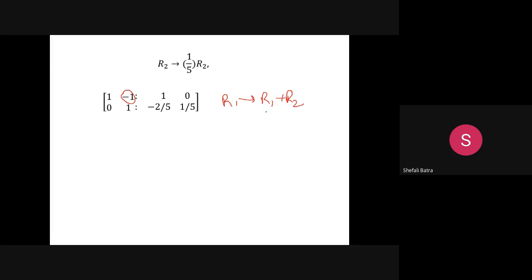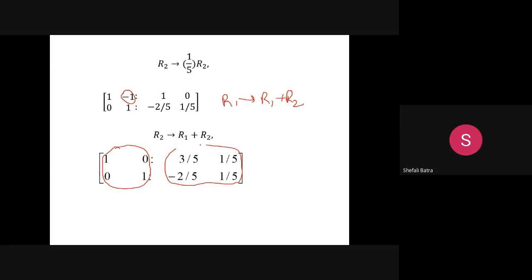R1 implies R1 plus R2. So after doing this, you will be at this step. Now this given matrix has converted into identity matrix, and this corresponding matrix will give you inverse of given matrix. So you can write here A inverse is equal to 3 by 5, 1 by 5, minus 2 by 5, and 1 by 5.